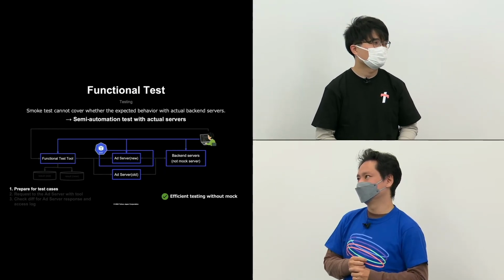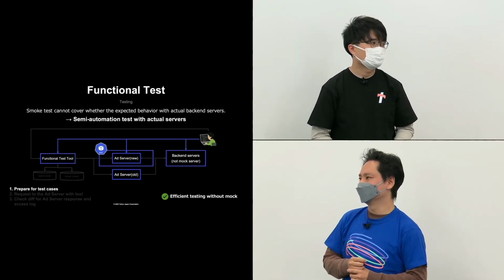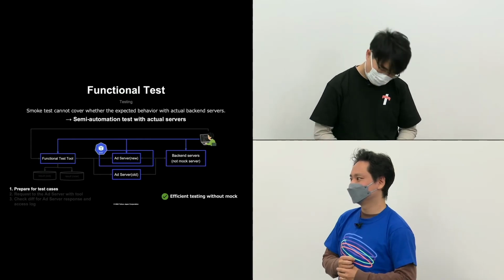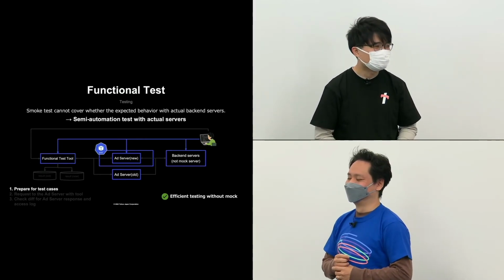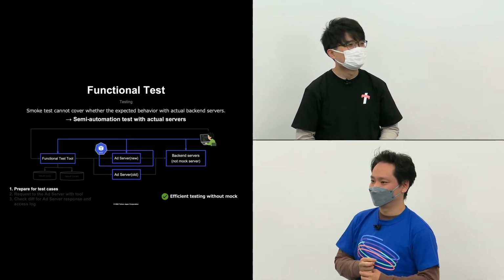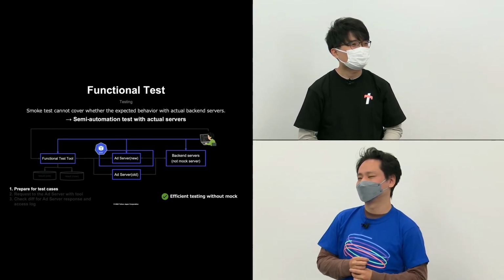Let's see, from C++ to Go, when you changed, were you able to reduce the number of lines of code?